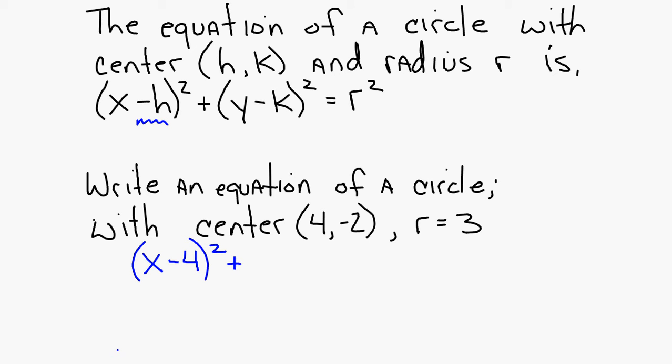And then it's plus, left parenthesis, the letter y. And then the formula says again, y minus k, or y and the opposite of k. And in this case, the y value at the center is -2, so a +2 goes in here. And it's squared. And it's equal to the radius squared. So in this case, the radius is 3, so out here goes a 9. And that's the equation of a circle with a center at (4, -2) and a radius of 3.